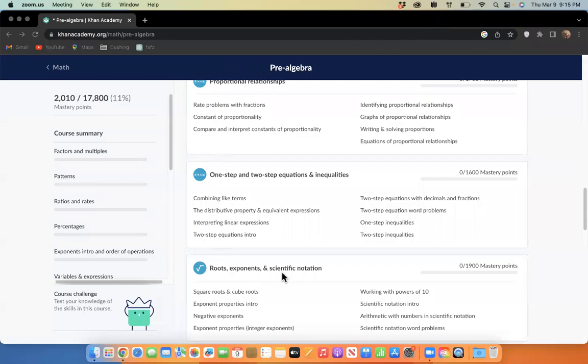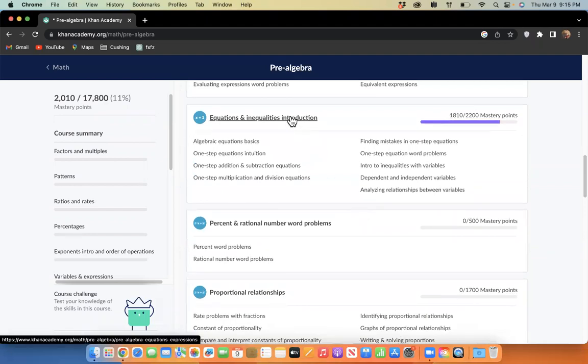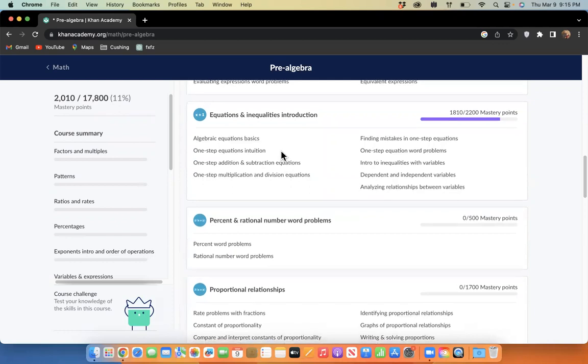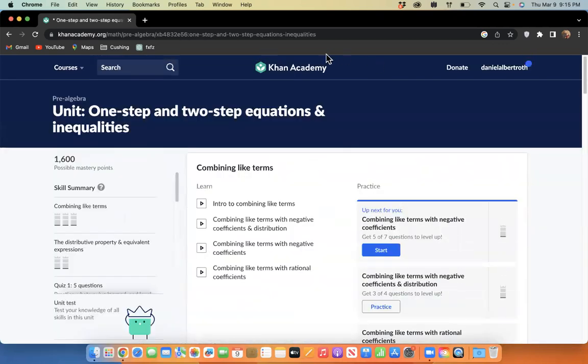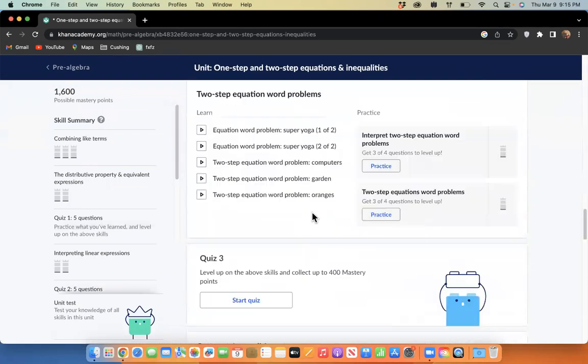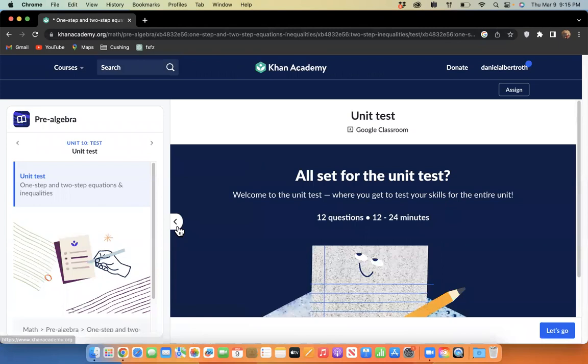All right. So in this video, we're going to go over the one-step and two-step equations and inequalities. In the previous video, which is a good introduction, we did the equations and inequalities introduction. Got 100% on that one, so hoping to do the same on this. So hopefully this helps. We're going to scroll down to the unit test, go through. Hopefully we do well, and hopefully it helps.